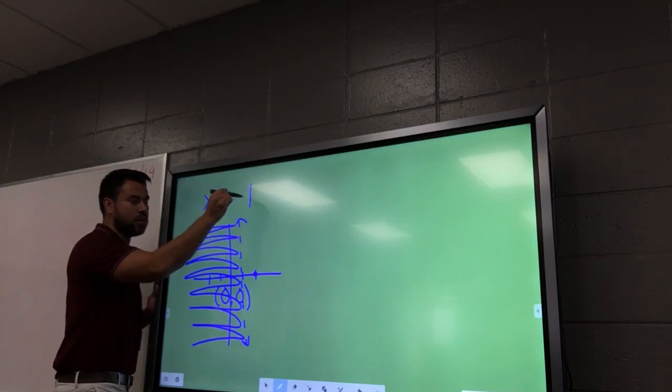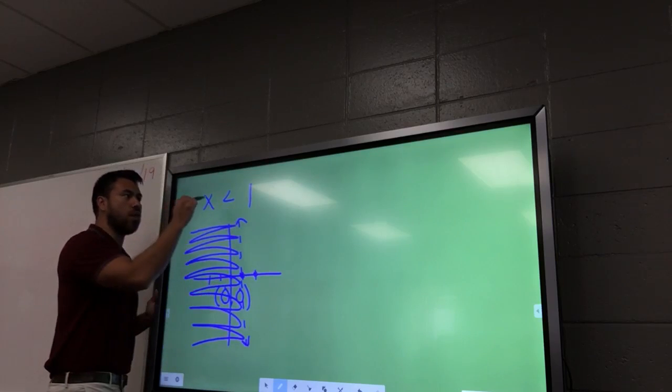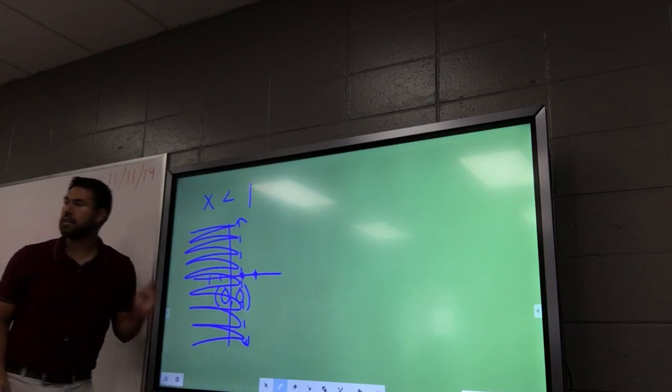Is 2 less than 1? Nope. Should 1, 0 work? No. Is 1 less than 1? No. That's why we have that dashed line. Okay, it's kind of like your open circle.